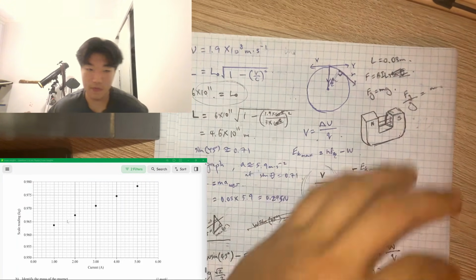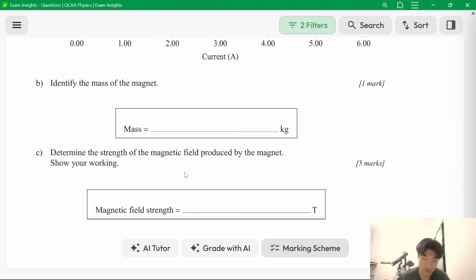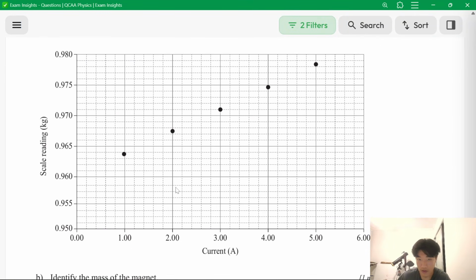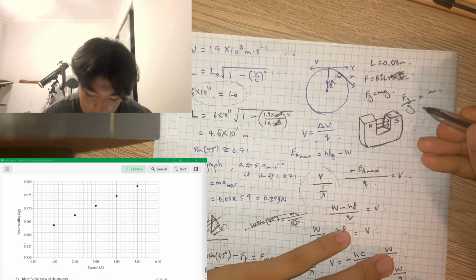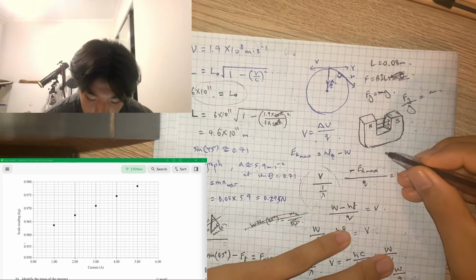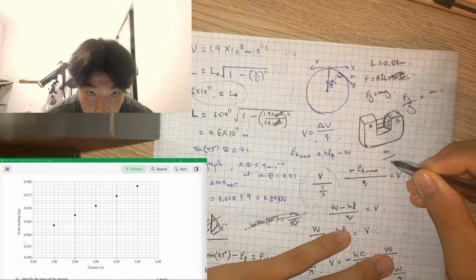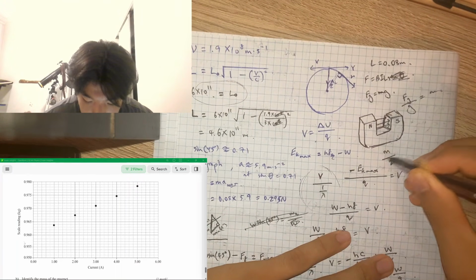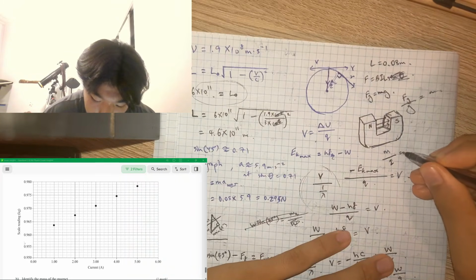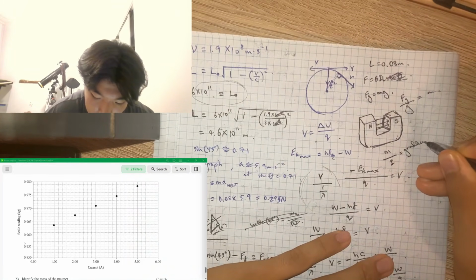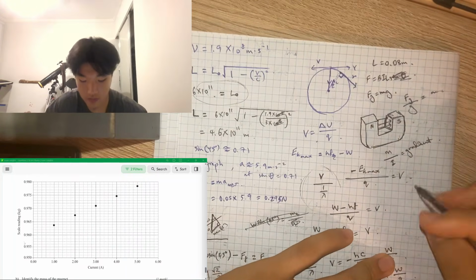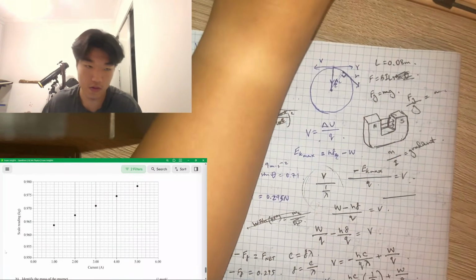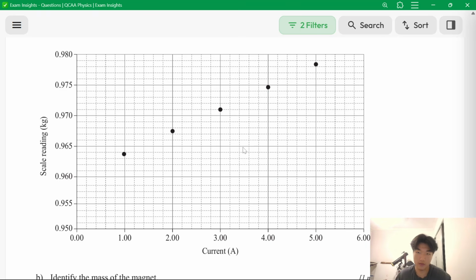Okay. So what was the question asking for again? The strength of the magnetic field. So we're after B. Okay. I think this is correct. So then what we do is the gradient is m over I, right? So this equals the gradient. And what is the gradient? Well, in this case, it's rise over run, so we can use points on the graph.